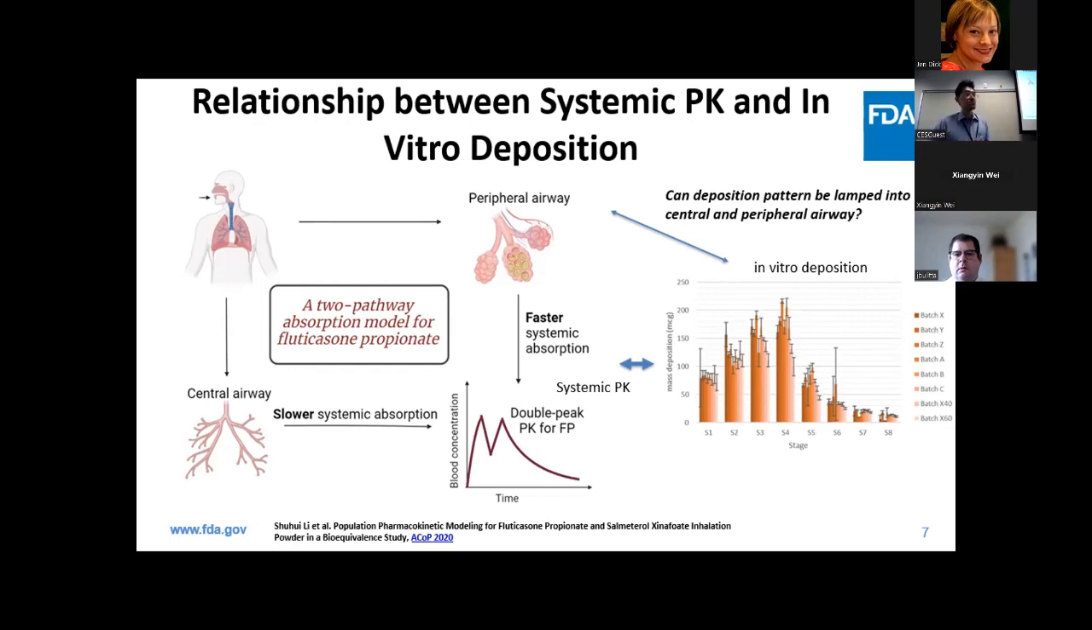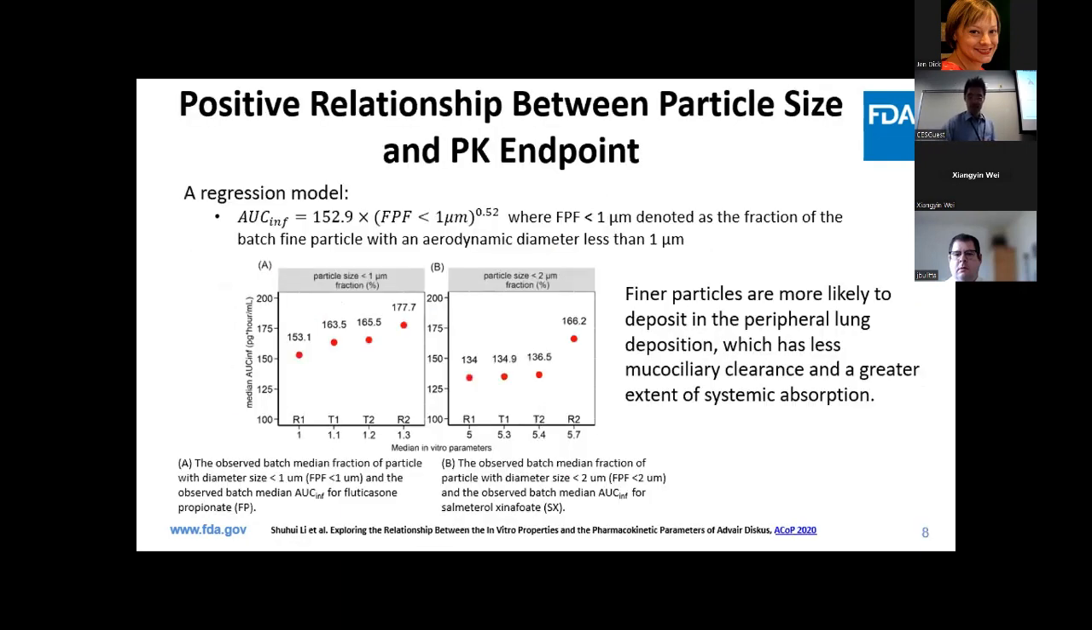However, although you can fully capture all of those PK phenomena and the double peak, and then looking at the in vitro on the right, the in vitro deposition, you're looking at a stage, and there's also a lot of variation. How can we link this peak in vitro and in vivo together? So those are some of the questions.